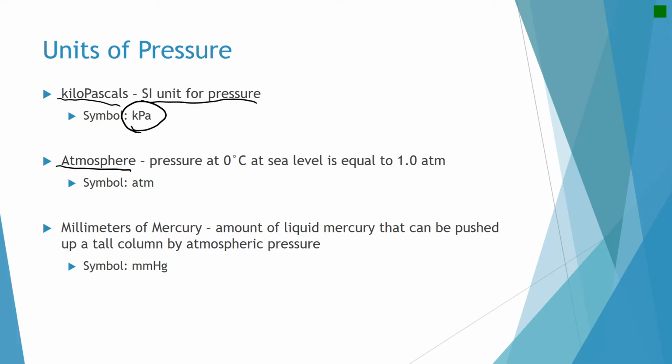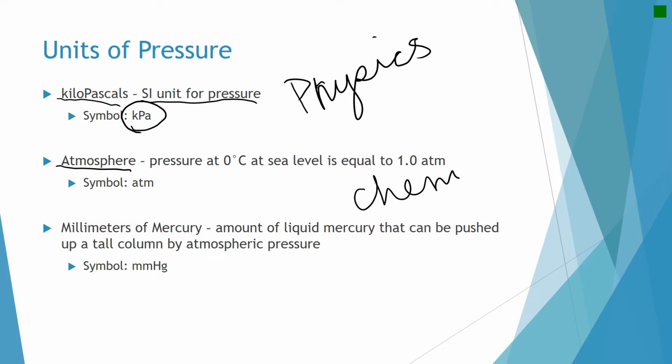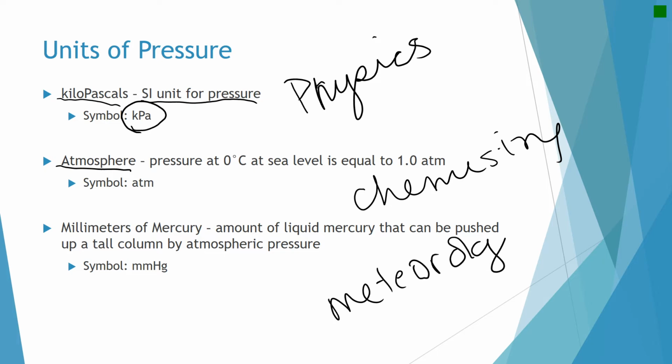Atmospheres is typically what you use in chemistry. Kilopascals is usually used in physics. If you're discussing pressure, atmospheres is usually discussed in chemistry. And then millimeters of mercury is actually meteorology, or weather. But they all can be converted from one to the other.